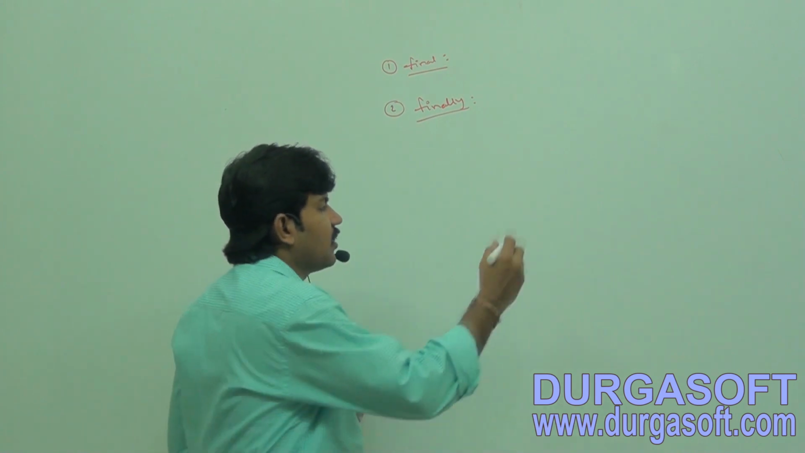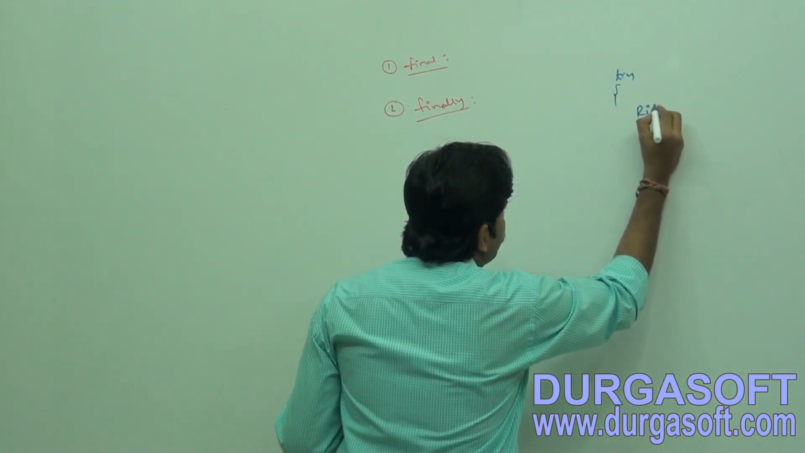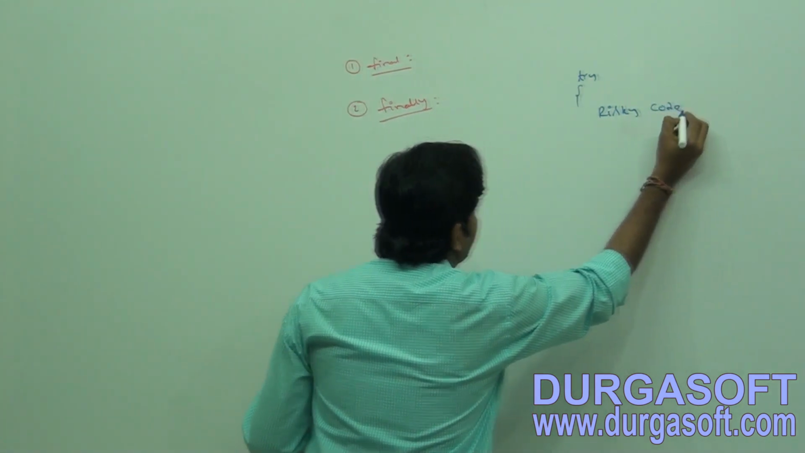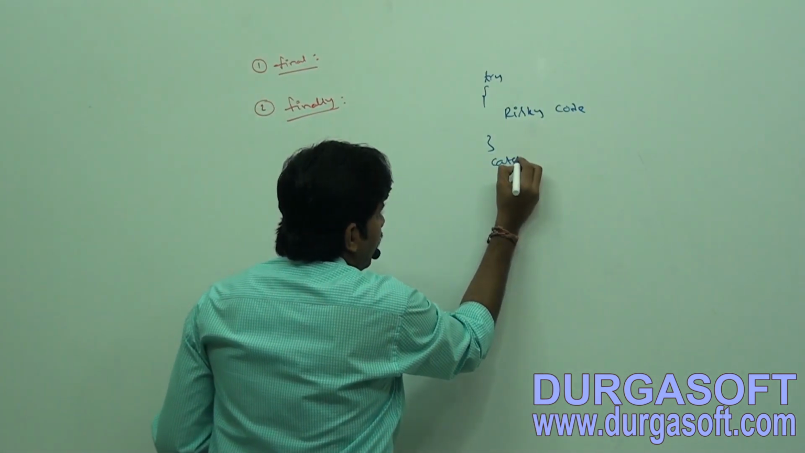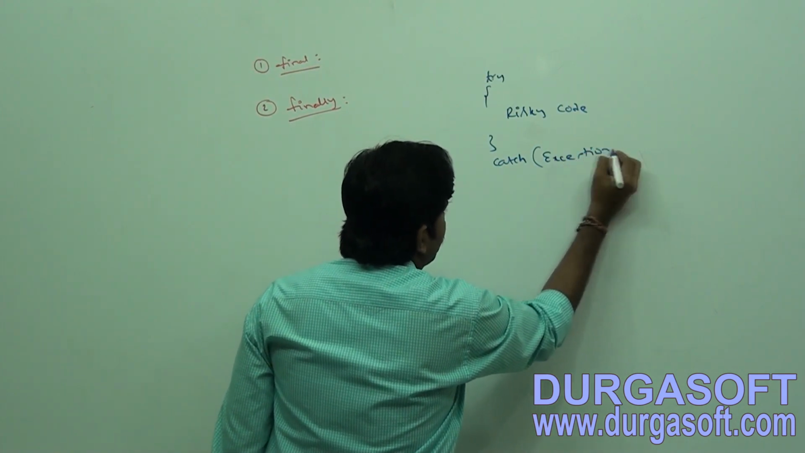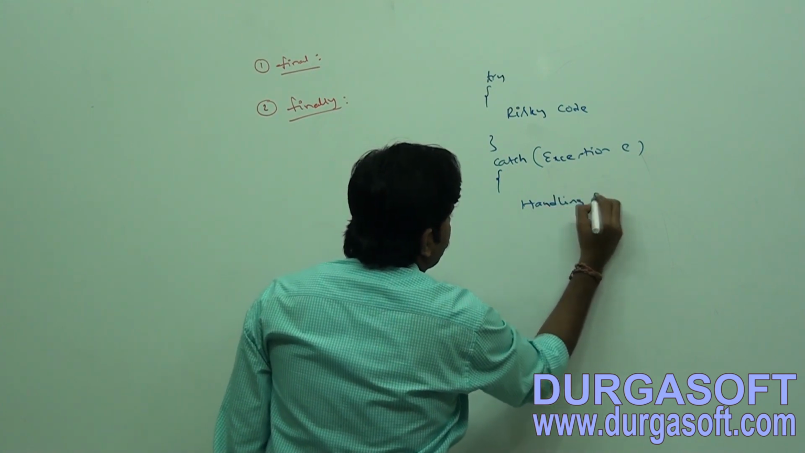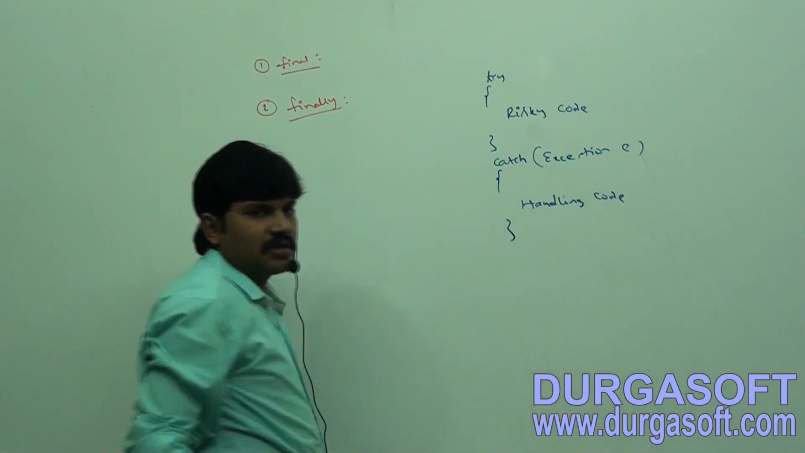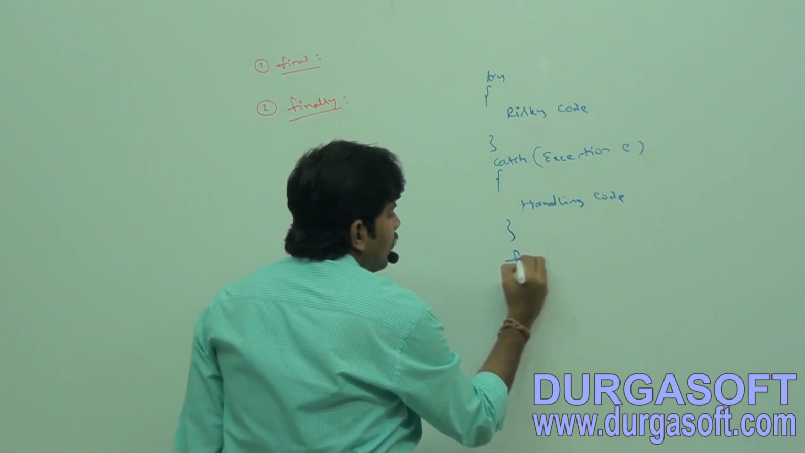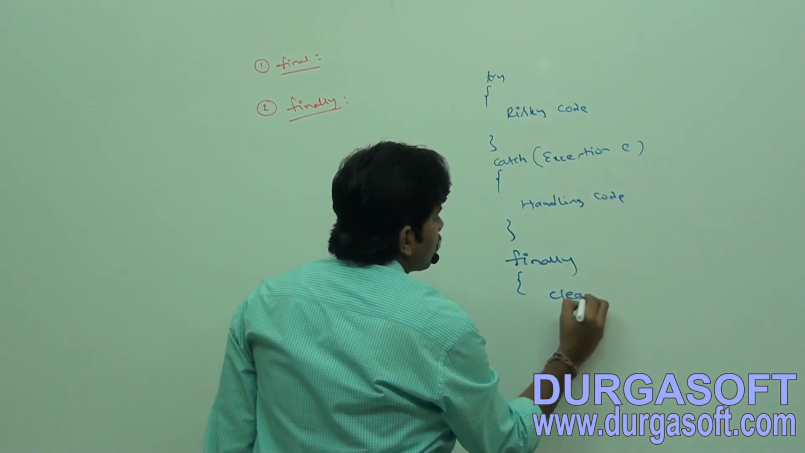Okay, now listen to this one. Sir, within the try block which code do we have to take? Risky code. Within the catch block which code do we have to take? Handling code. In finally, which code do we have to take? Cleanup code.